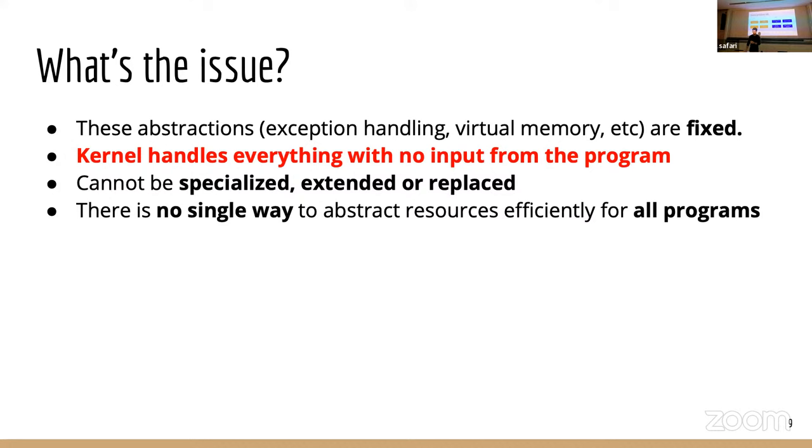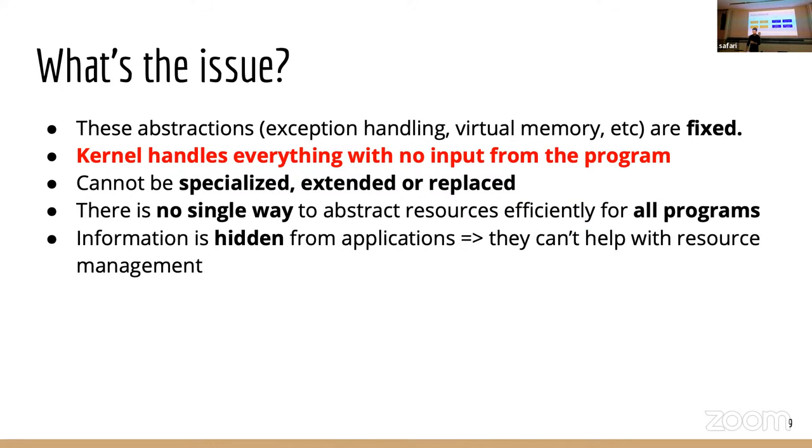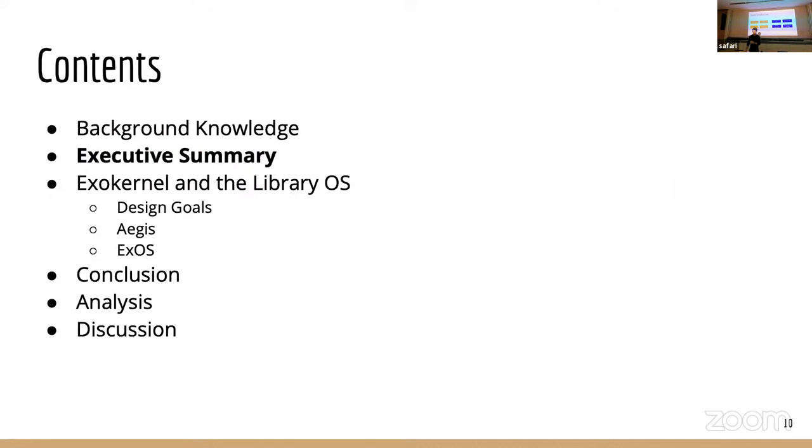And as you might imagine, there is no single way to abstract these resources efficiently for every single program. The information in the execution is hidden from the application, so they can't help with resource management, which means that traditional operating systems are slow. And this is what the paper is trying to solve.